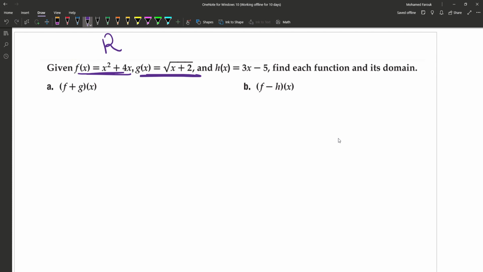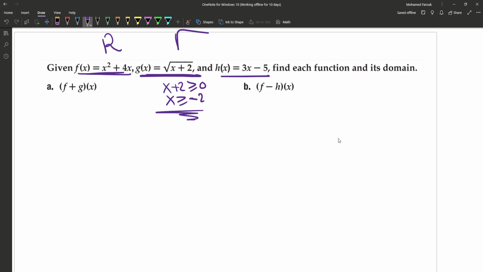Okay, this is a square root. How to get the domain of the square root? We know that under the square root, it must be positive or zero. It cannot be negative. So the quantity under the square root, x plus 2, must be more than or equal to 0. So x is more than or equal to negative 2. Here is your domain right now.